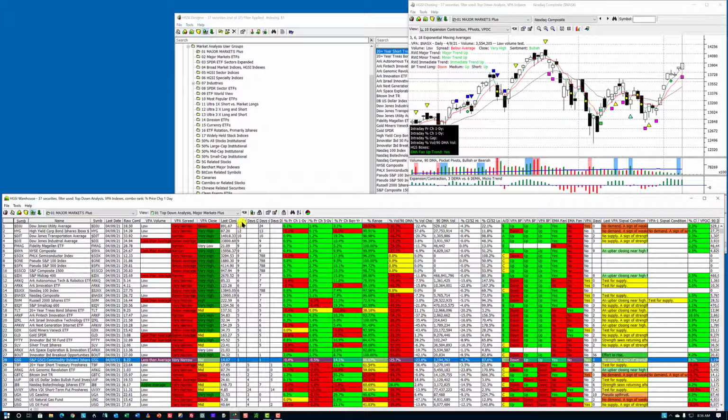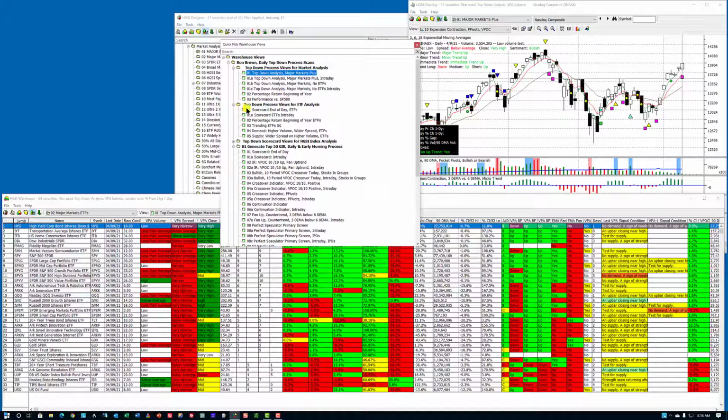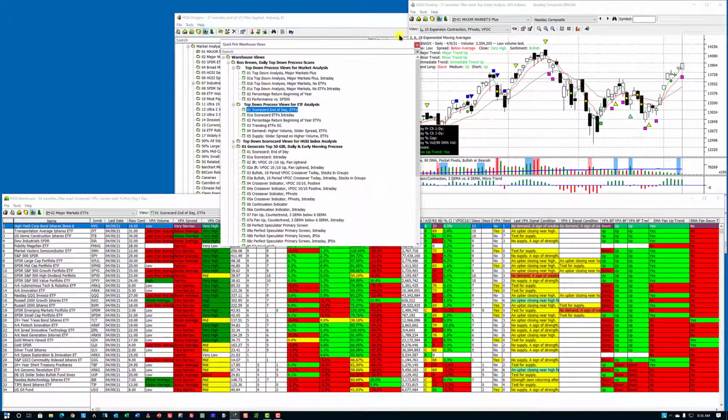I can see that the bulk of these indexes and ETFs are above the 3 and the 6, which is bullish, and I can look over here and see the number of days since the volume point of control. Now I'm just going to drop on down to the major market ETFs. I'll go to my next view, which is end of day ETFs.